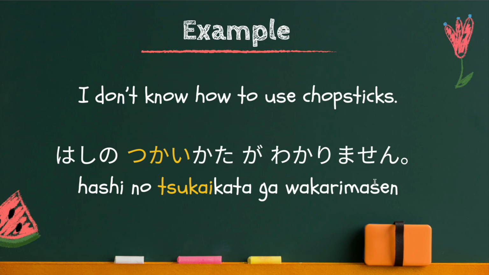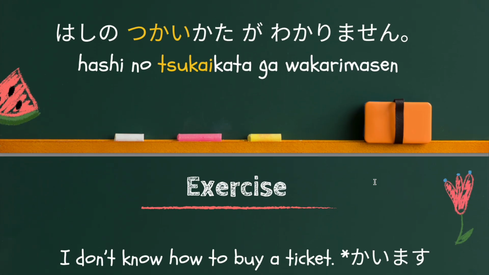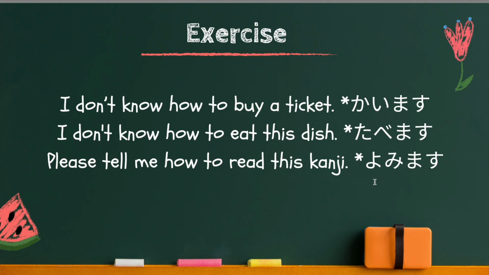So now I'd like you to do this exercise. Translate the sentences into Japanese and you can refer to those mas form when you translate the sentence. Please stop the video and when you are ready, please come back.